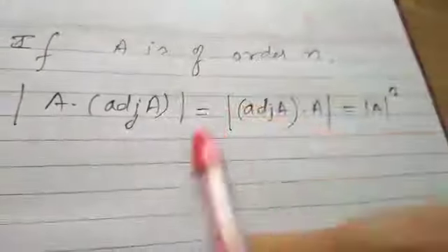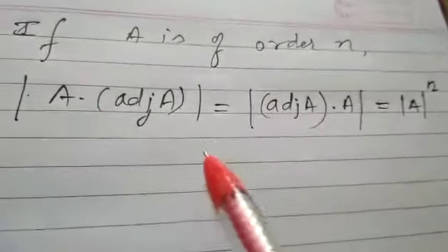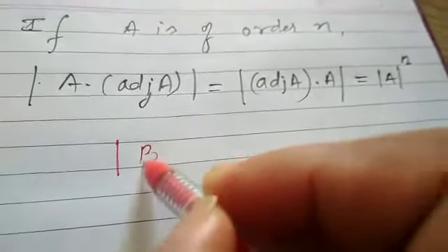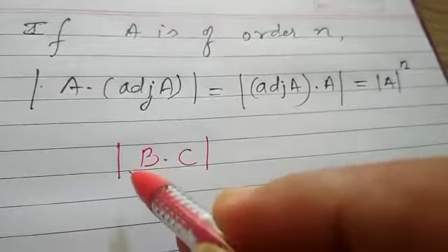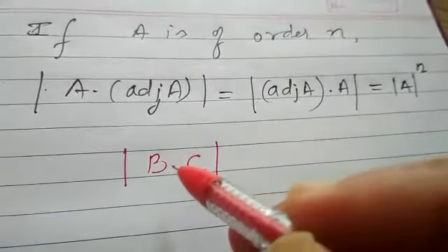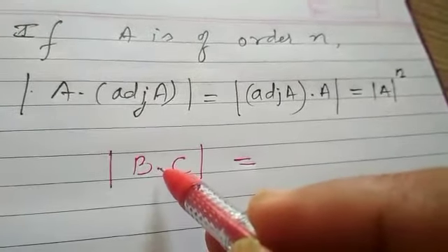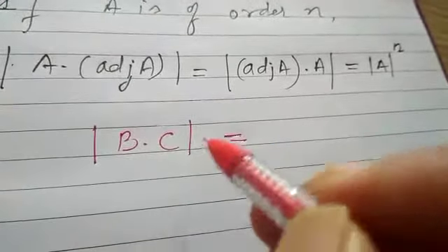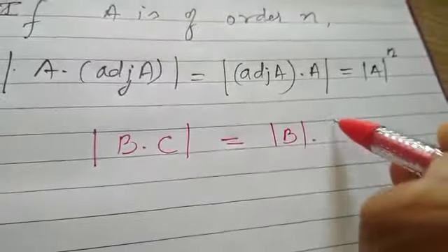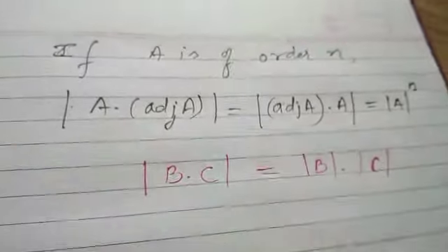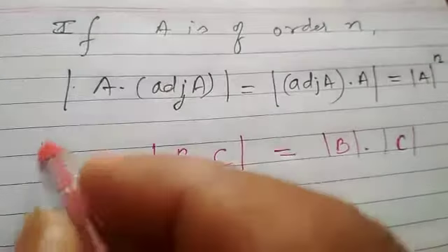Now from this particular thing, if you want to derive what is the determinant of adjoint of A, then we know that whenever there is the determinant of, suppose, B into C, two matrices in a product, then this determinant is distributive over multiplication. So the determinant of B dot C will be determinant of B dot determinant of C. So we can distribute this determinant as well.